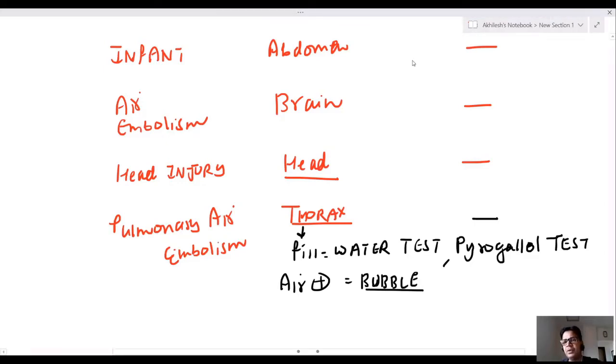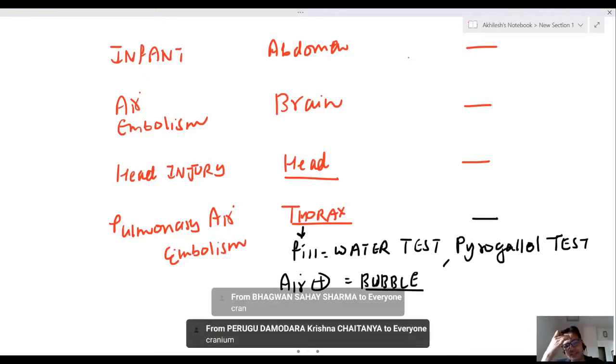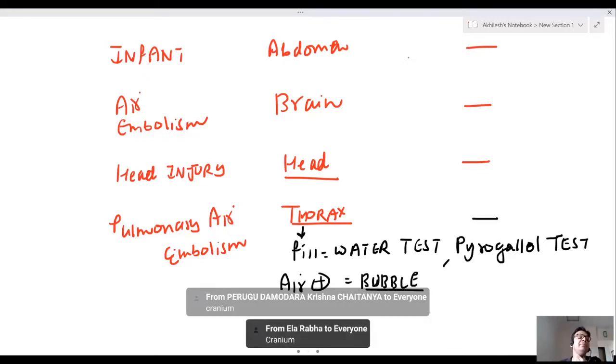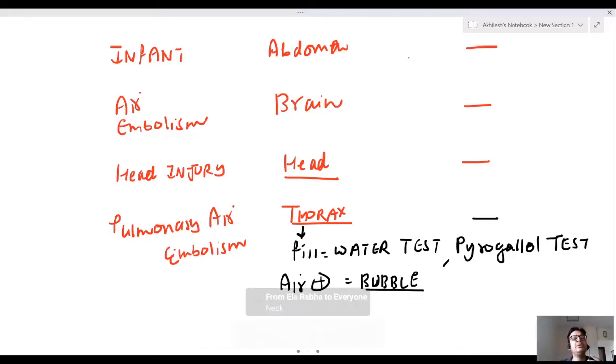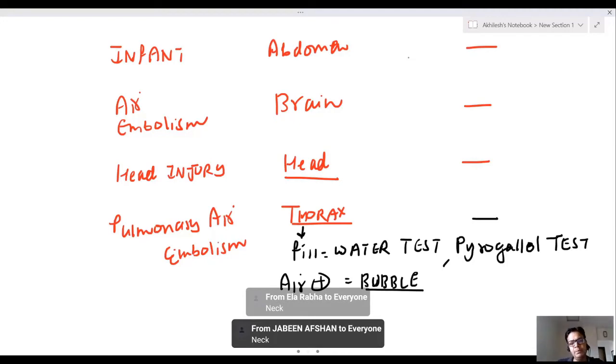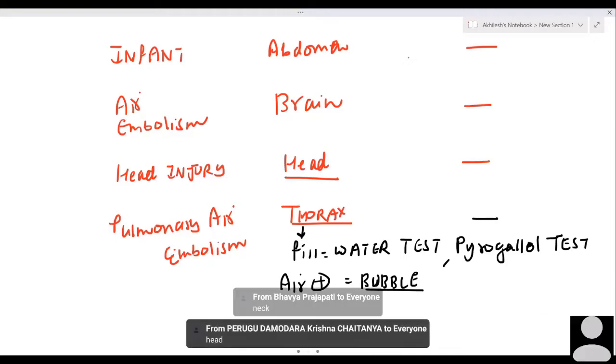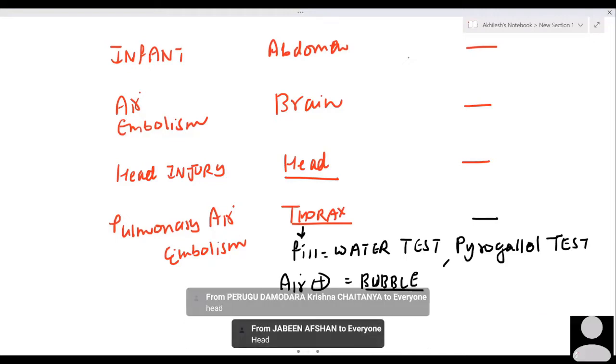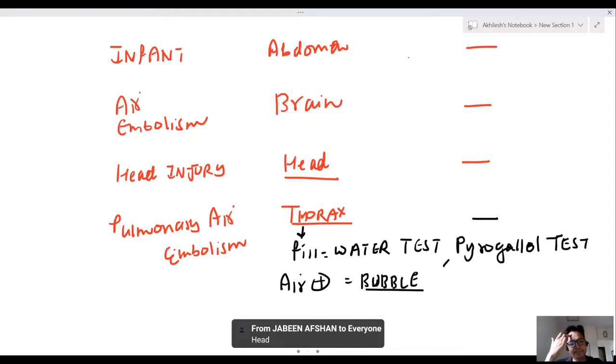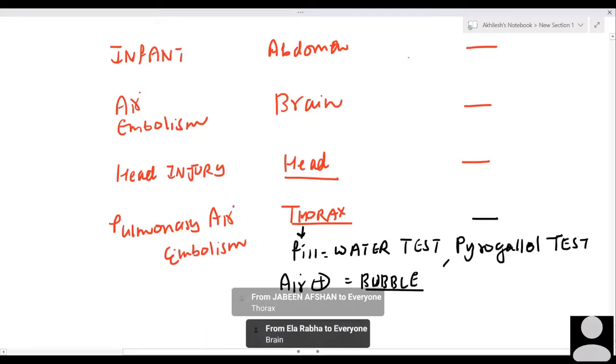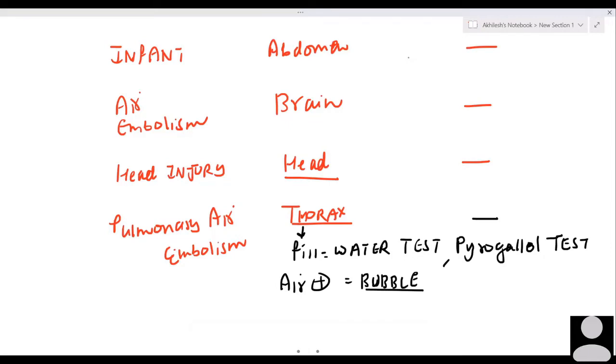Anyways sir, let's revise a little. What is the first cavity to be opened in asphyxial death? Yes, it is cranium. What is the last cavity to be opened in asphyxial death? Neck. Why do we open it last? Because we want a bloodless field of the neck. In head injury, which is the first cavity to be opened? Head. Air embolism, which is the first cavity to be opened? Brain, the same head. Poisoning cases, which is the first cavity to be opened? Brain. Again, same head.